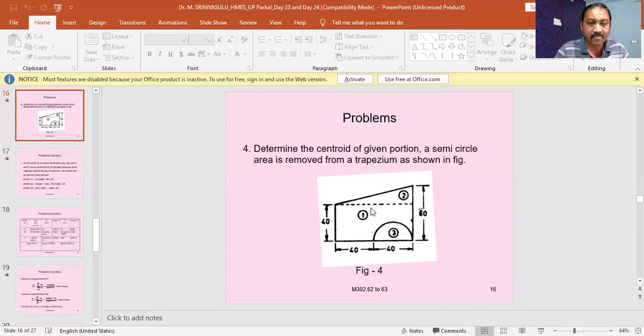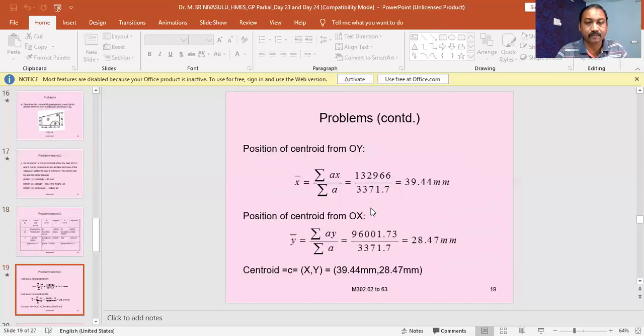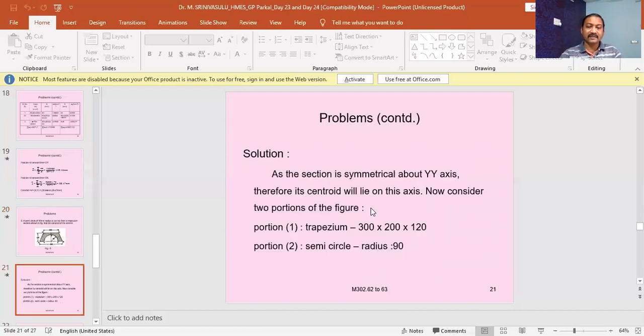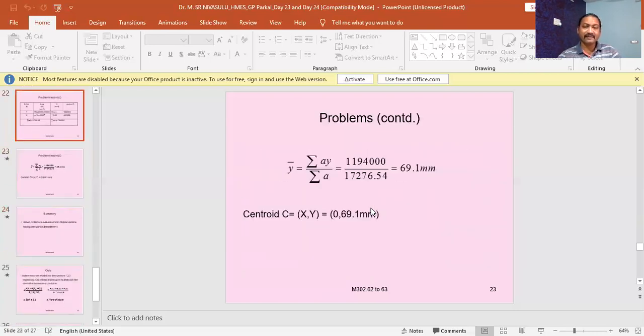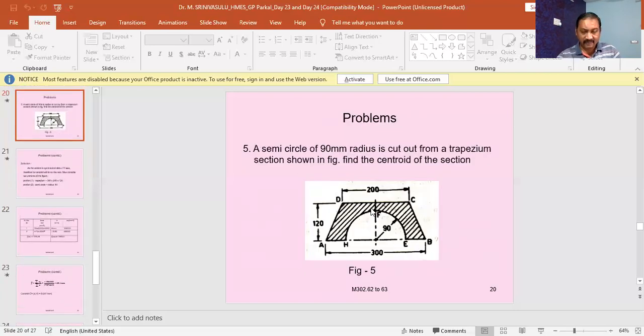Now we'll move to the next problem. This is another problem, very similar to the above one, but the only difference is that it is a trapezium from which a semicircle is cut out, and we are required to find the centroid. So now take this problem.